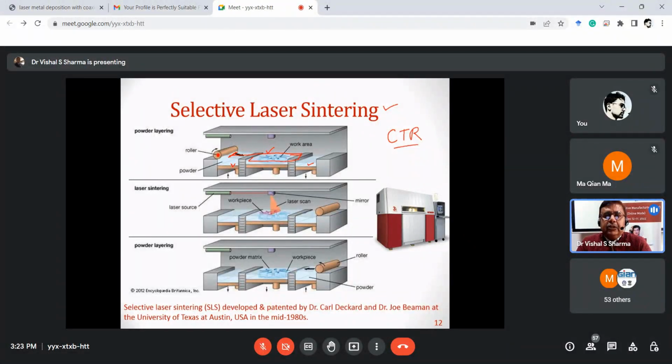Once one layer is spread there, the laser comes from the top and scans the area, and wherever it falls, it solidifies that portion. Once this is done, the roller from the right side is ready to take the material from the right chamber. When it moves from right to left, it takes the material along with it and spreads another layer on the build platform over the already solidified layer. So that is selective laser sintering. The machine that we used is from 3D Systems.